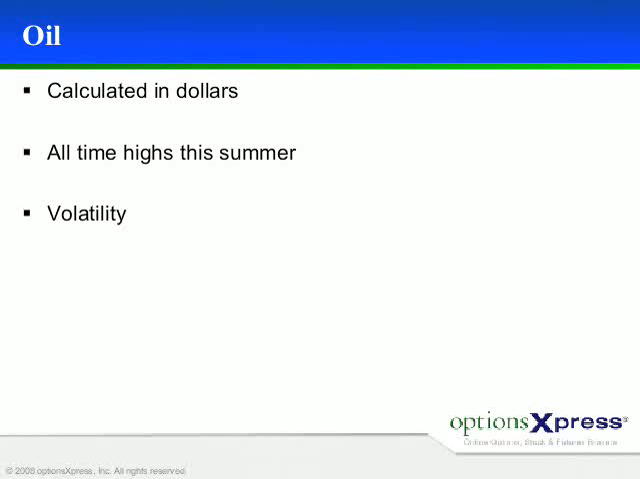Now, let's talk about oil. Oil is actually calculated in dollars. So for people overseas, when oil was up in the 140 range, it really wasn't that big of a deal to them because the dollar was going down so much that, yeah, it was maybe a little bit higher to them because there was just such a huge run-up in the price of oil, but compared to what it was like in the U.S., it really wasn't near as big a deal to them.